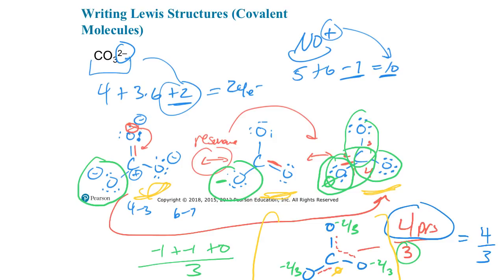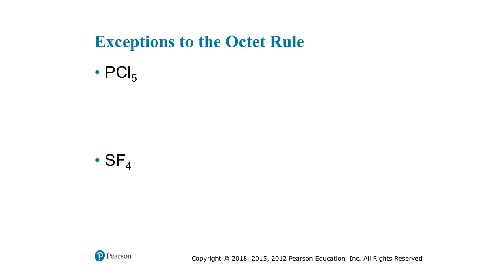So you can check your charge too. -2/3 times 2 gives an overall charge of the molecule still of -2. So the charges are checking out. Okay, let's consider some additional molecules.